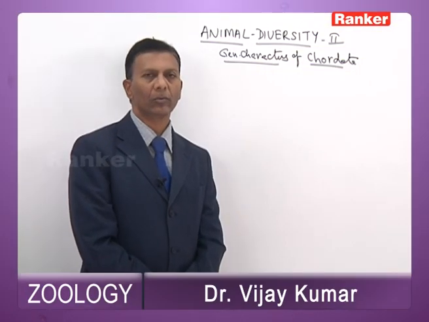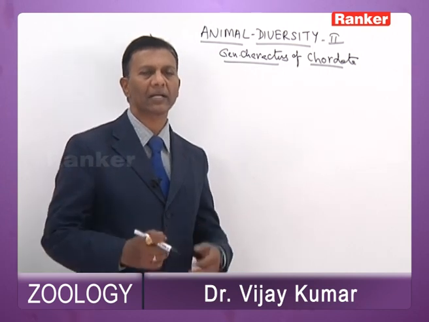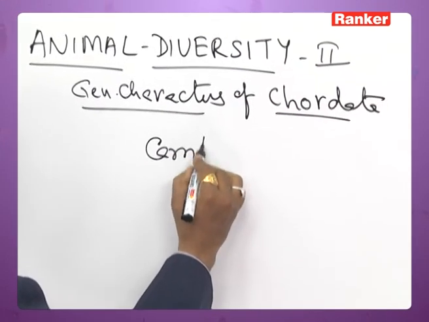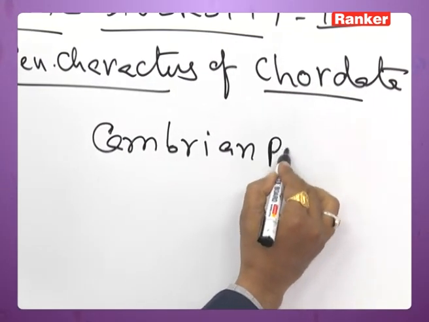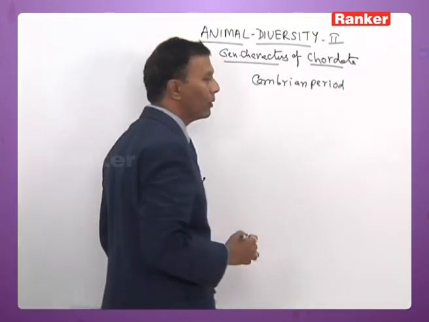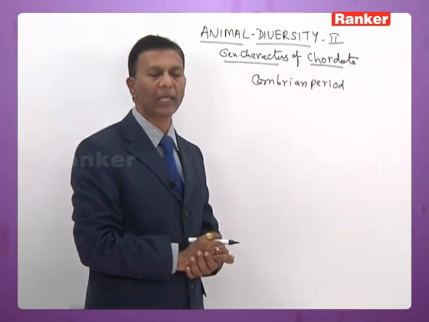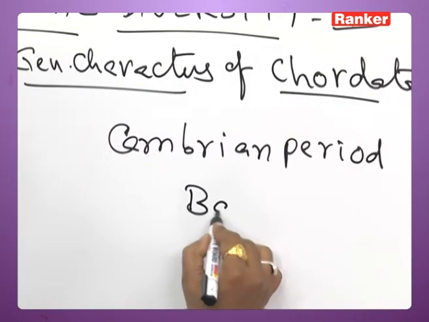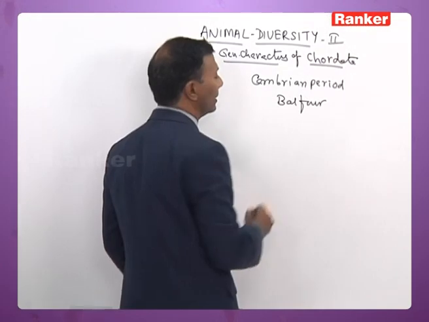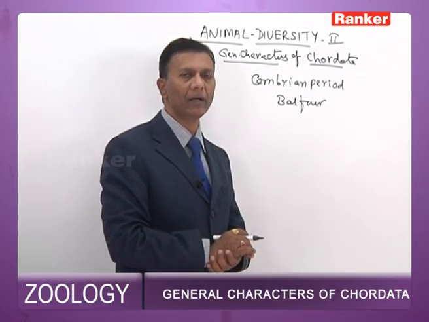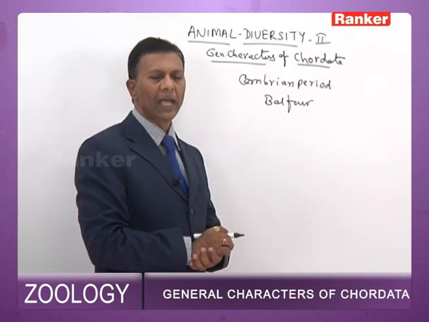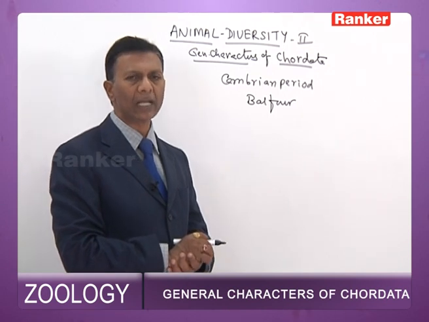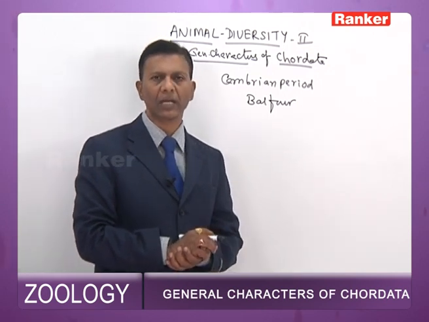Under animal diversity 2, we shall talk about the general characters of chordates. The chordates evolved during the Cambrian period of the Paleozoic era. The term chordata was coined by Balfour. Chordates exhibit the highest rate of diversity, from the smallest animal to the largest animal, like Balaenoptera musculus.